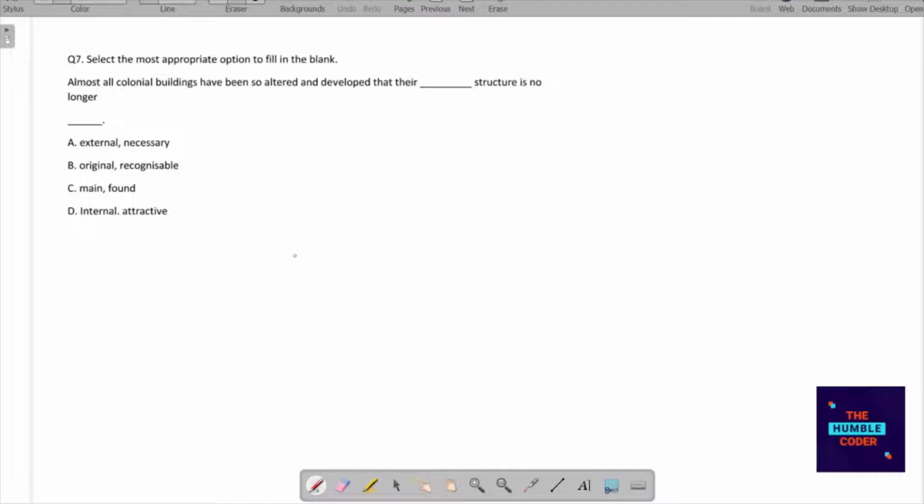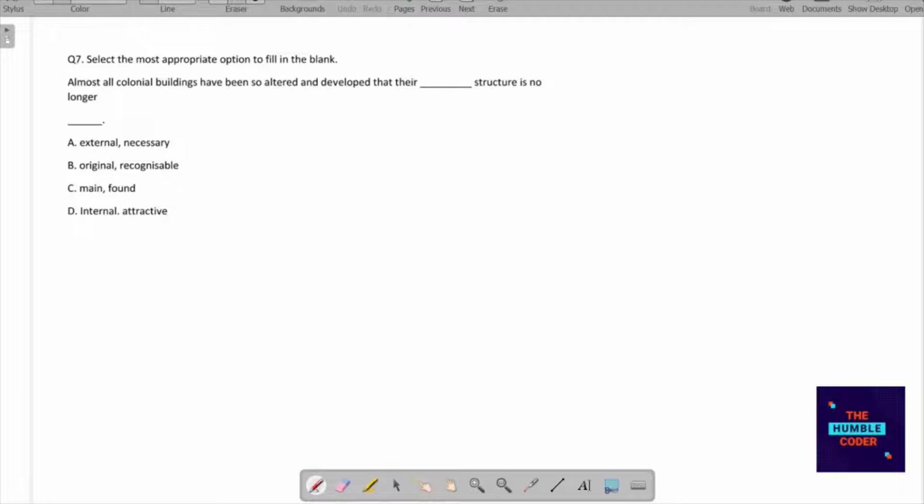Select the most appropriate option to fill in the blank. Almost all colonial buildings have been so altered and developed that their dash structure is no longer dash. So the options that we have are external, necessary, original, recognizable, main, found, internal, attractive. So the option that fits most over here is original and recognizable.